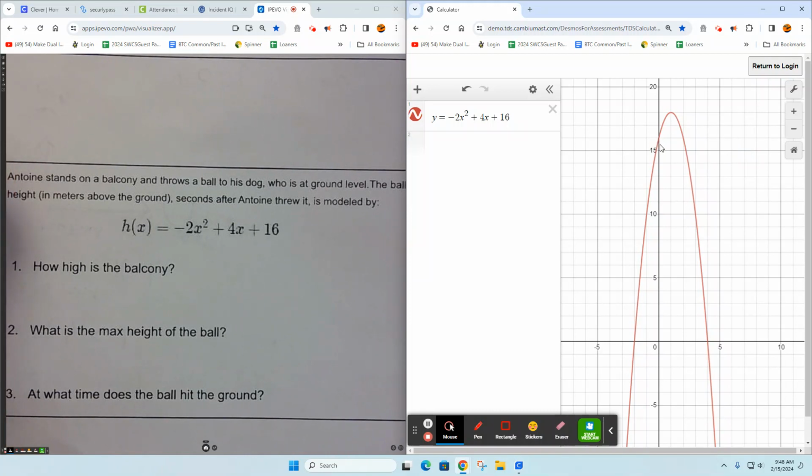So what's happening in this problem? Guy's throwing a ball to his dog. Where is the guy? In his house. In his house, right? He wakes up, he's tired, he doesn't want to go outside, so he goes to the balcony. Where are balconies? On the back. He's kind of up in the air, right? Where's the dog? On the ground. Okay. So this is what the ball does over time.